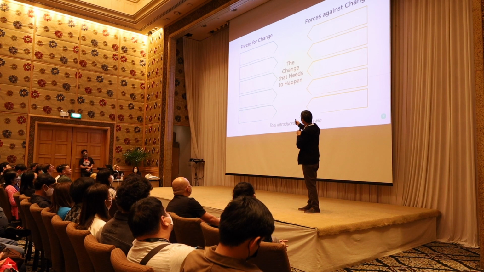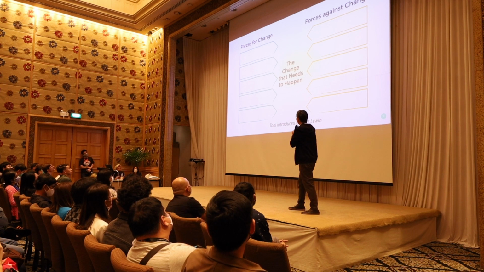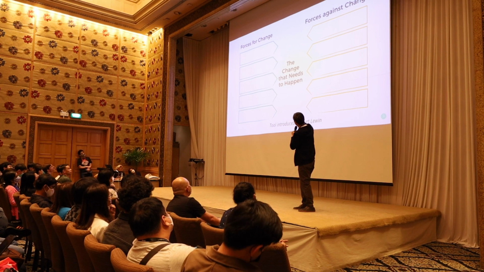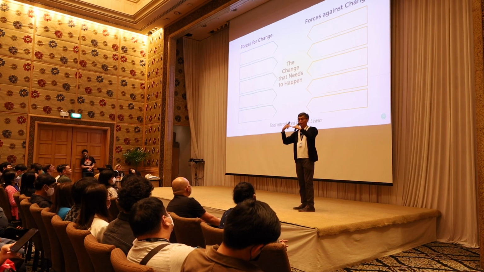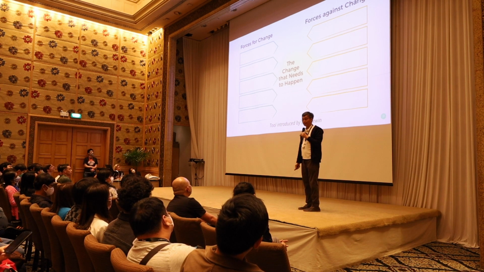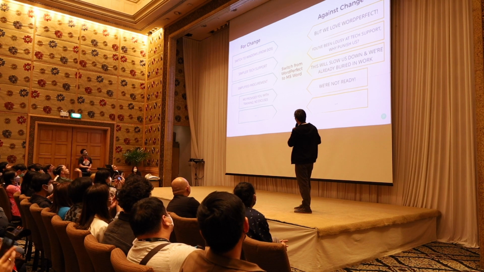On the left side, you will see the forces that drive change or are for change. And on the right side are the forces against change. You can see there are arrows that are opposing each other. In the middle, you write down the change that needs to happen. So I'm going to give you an example.